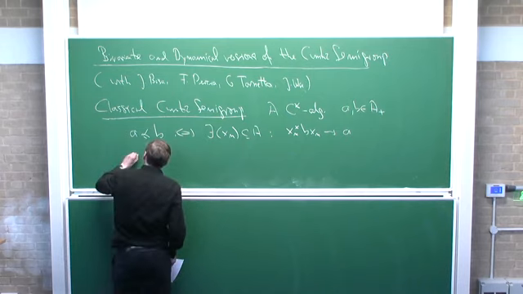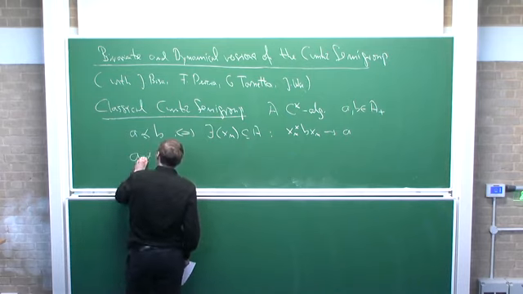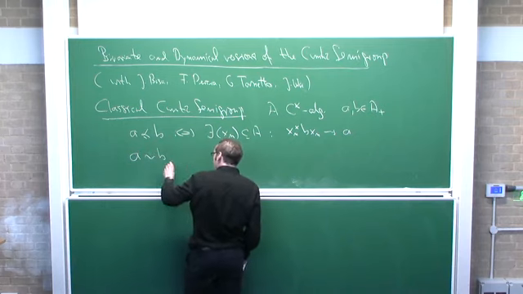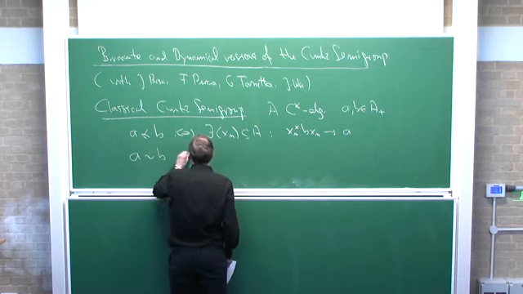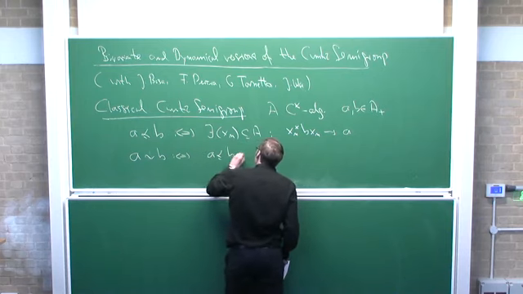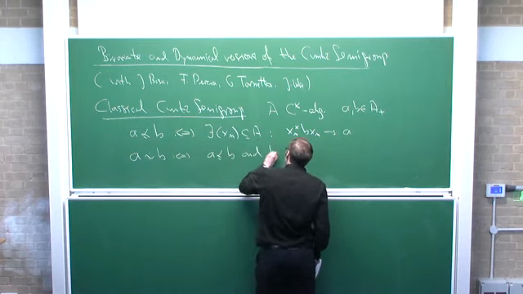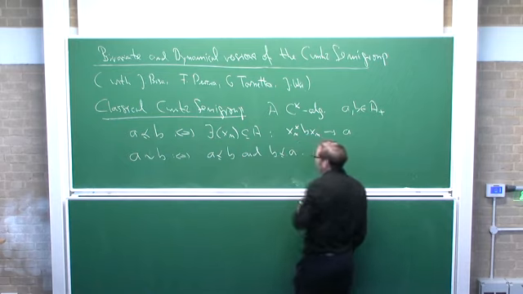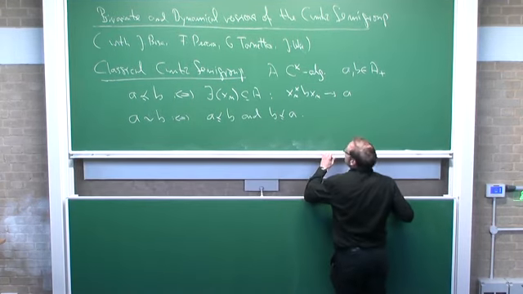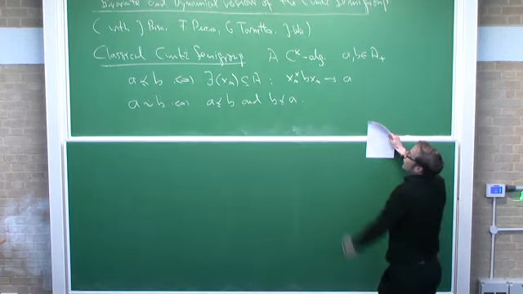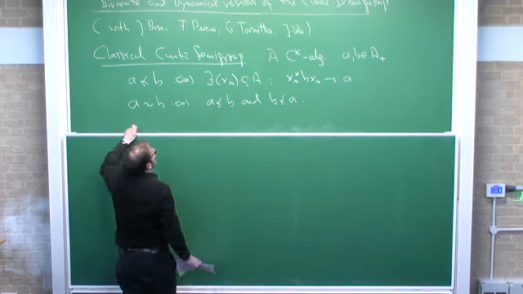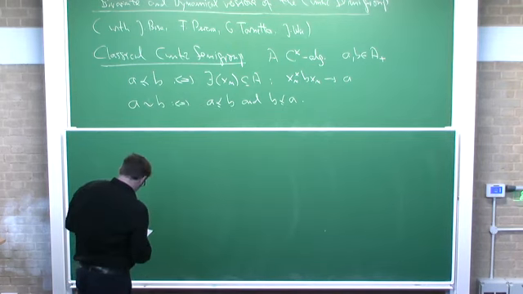Okay, and once you have this Cuntz order, you can define equivalence of positive elements. A is Cuntz equivalent to B if and only if A is Cuntz below B and B is Cuntz below A. That's an equivalence relation, and you can use that to define the analog of non-stable K-theory, so to speak. So you define the Cuntz semigroup.